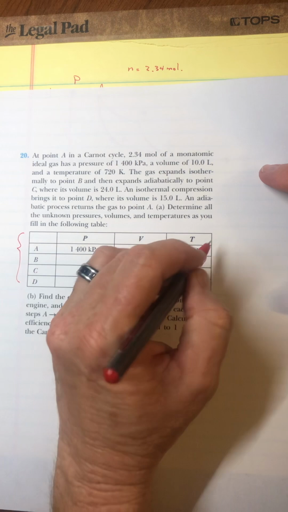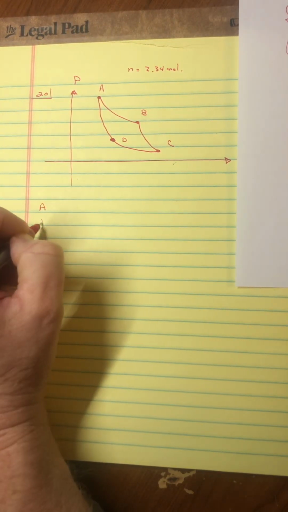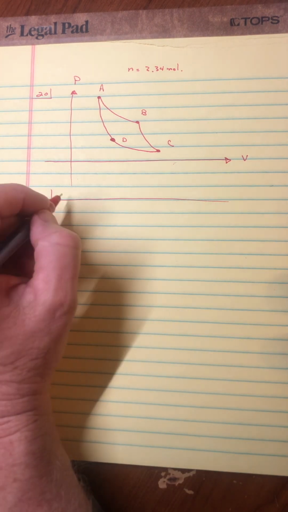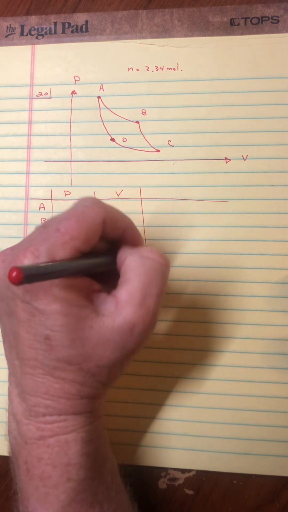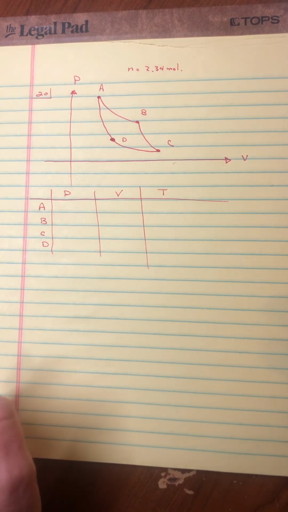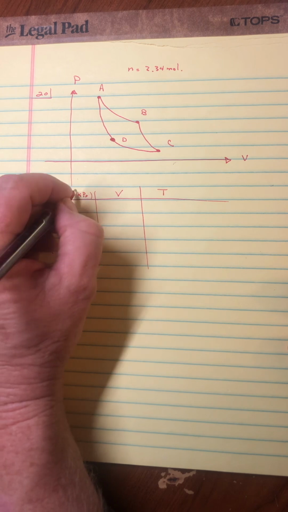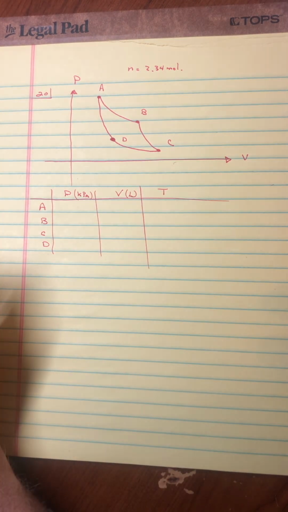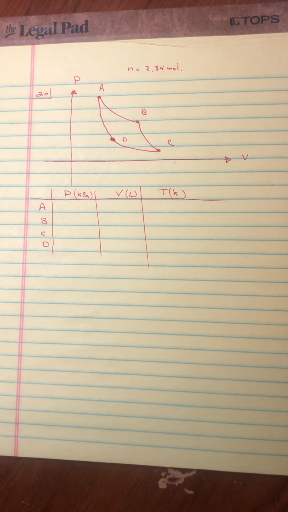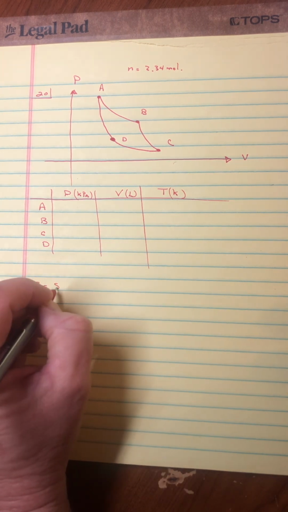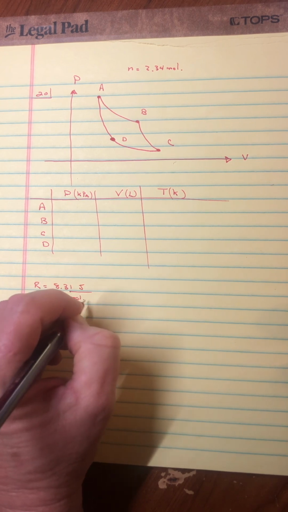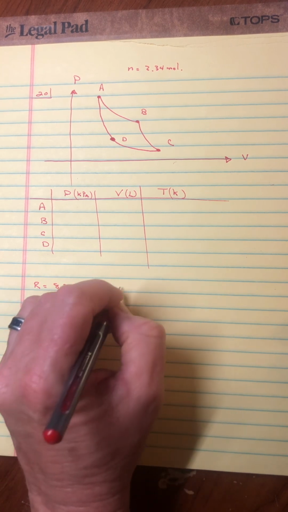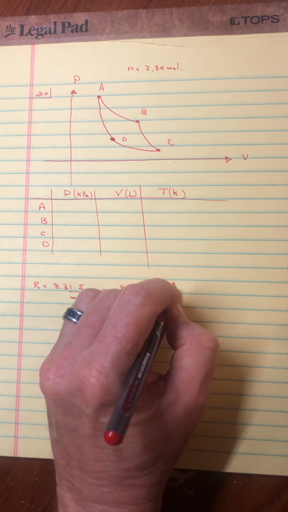And I'm glad they do, because what I'm going to say is you should probably always make a little chart when you're dealing with the state functions. What is the pressure? What is the volume? And what is the temperature? And so they tell me that in units of kilopascals and liters, and I'm just debating if I should change the units. Remember, I like to work with R as 8.31 because that's the one that's in units of joules. And of course a joule is a pascal times a cubic meter.